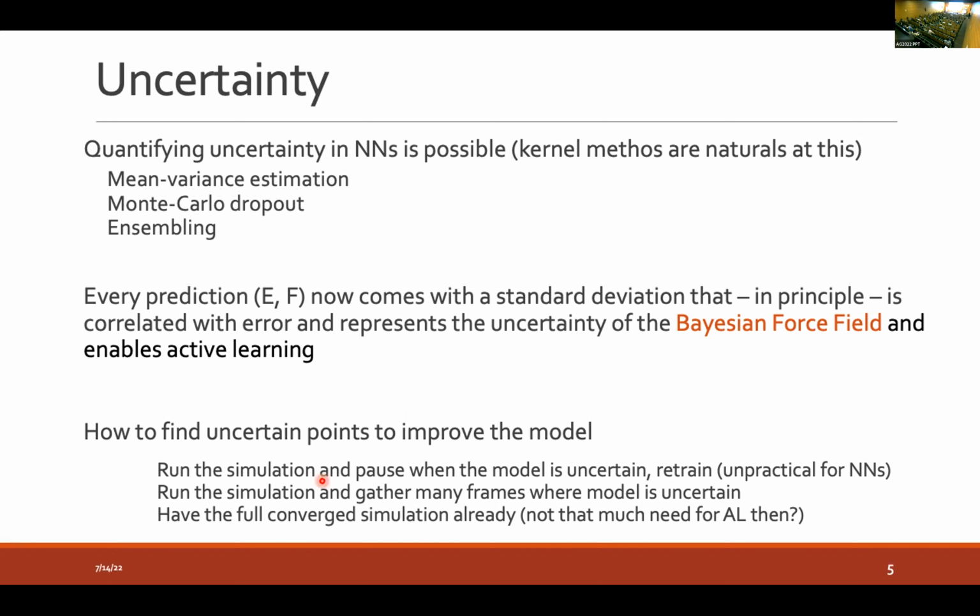Because then, if your model is uncertain at inference time, you can pause, decide that you need that data point back in your training data, run it with quantum chemistry, add it to the training data pool again, and retrain. And of course, this is not as simple as I just put it, because how many points are you going to gather? What is a sizable amount of extra data?